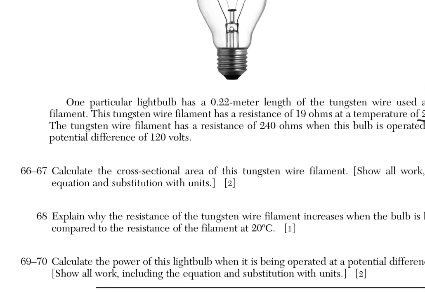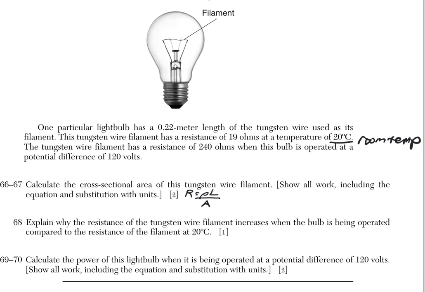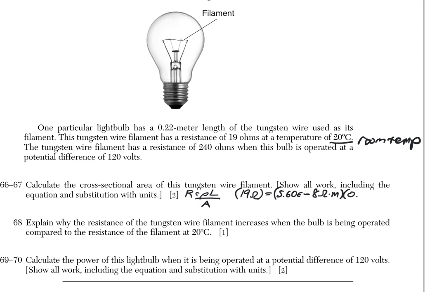Alrighty, so for this one, I'm going to use the equation resistance is resistivity times the length over the cross-sectional area. And I knew the resistance at 20 degrees Celsius. That is room temperature, the reference temperature for the resistivity of tungsten. So I'm going to use the 19 ohms here for R, and when the resistance is 19 ohms, the resistivity is 5.6 times 10 to the negative 8 ohm meters. And then the length is given as 0.22 meters, and we're trying to solve for the area. When we work the numbers and solve for the area, we get 6.5 times 10 to the negative 10 meters squared as the cross-sectional area. Very thin wire, very small cross-sectional area.